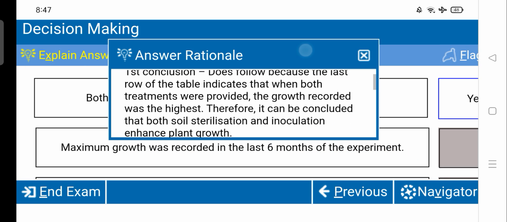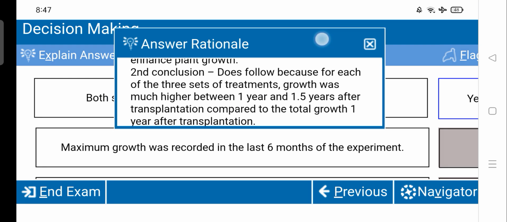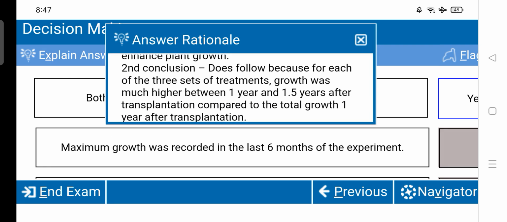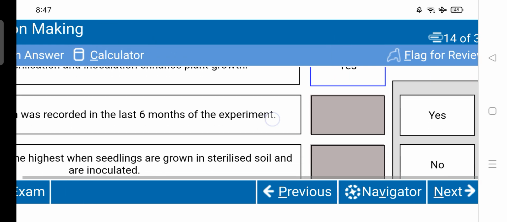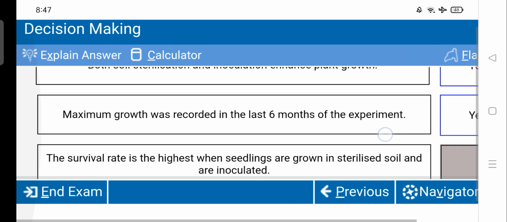The second conclusion does follow, because for each of the 3 sets of treatments, growth between 1 year and 1.5 years after transplantation was much higher compared to the total growth 1 year after transplantation. So the second conclusion does follow. So again we will drag a yes and drop it here.